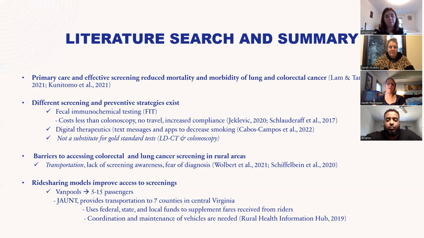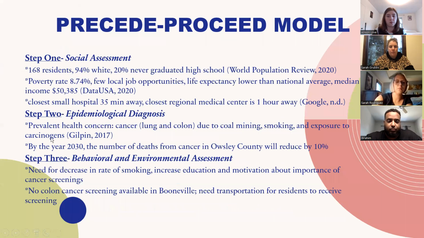Ride-sharing models can bridge the gap and allow residents to improve access to necessary diagnostic tests when recommended. Van pools such as Jaunt have been proven effective in rural Virginia, and they allow 5 to 15 passengers to carpool to doctor's appointments and diagnostic appointments. Federal, state, and local funds are used to supplement fares that are received from riders. And some of the things that are needed with these, there's going to need to be coordination and maintenance of vehicles. And that concludes my part.